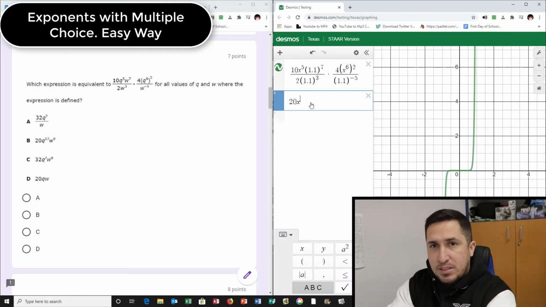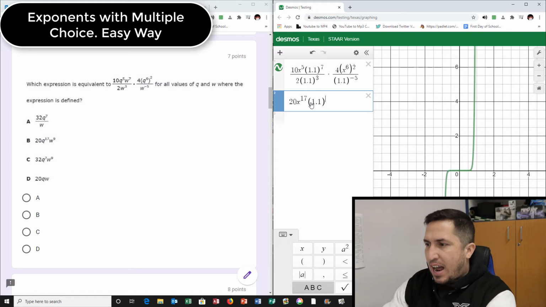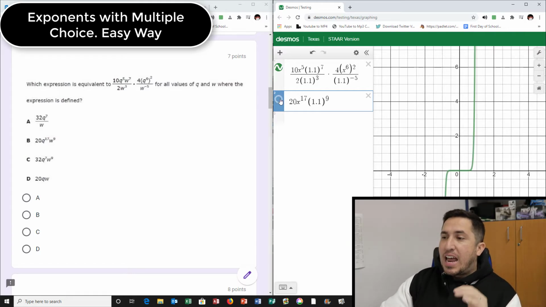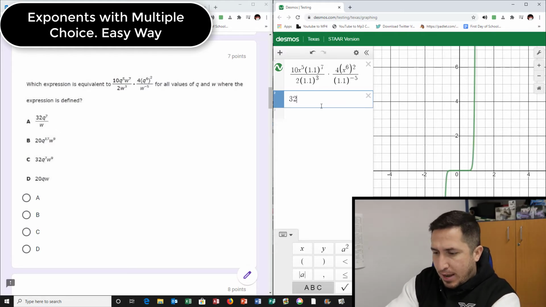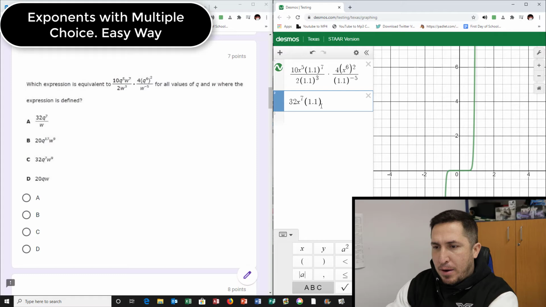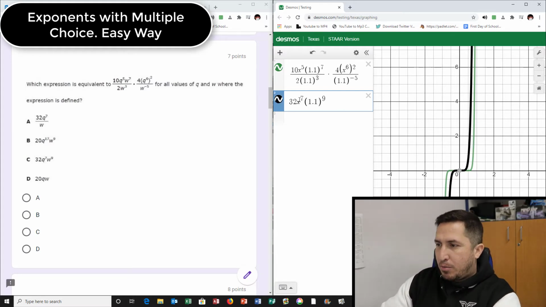20x to the 17th. And then, what did I call W? 1.1 to the 9th power. How does that look? This looks really good. I really like it. I can't tell a difference. It looks fantastic. Let's try choice C just to make sure. 32x to the 7th, and then 1.1 to the 9th power. Yeah, there's a difference here. Yeah, I can tell. No, not him.